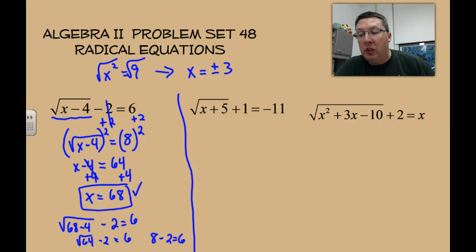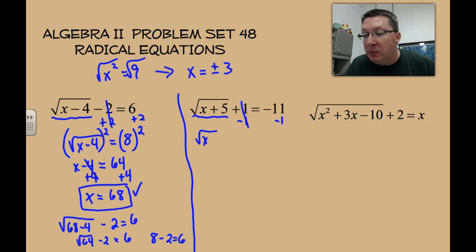Again, the process, we're going to isolate the square root first. So here's my x plus 5 under the square root. I need to get that thing by itself. So my first step, I'm going to subtract 1. So I am left with the square root of x plus 5 equals negative 11 minus 1 is negative 12. Okay, my next step, I got the square root by itself, so my next step is I need to square both sides of the equation.